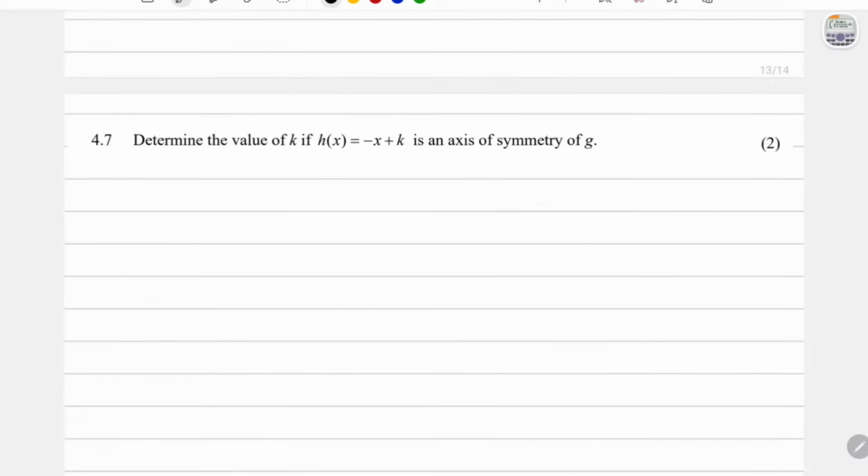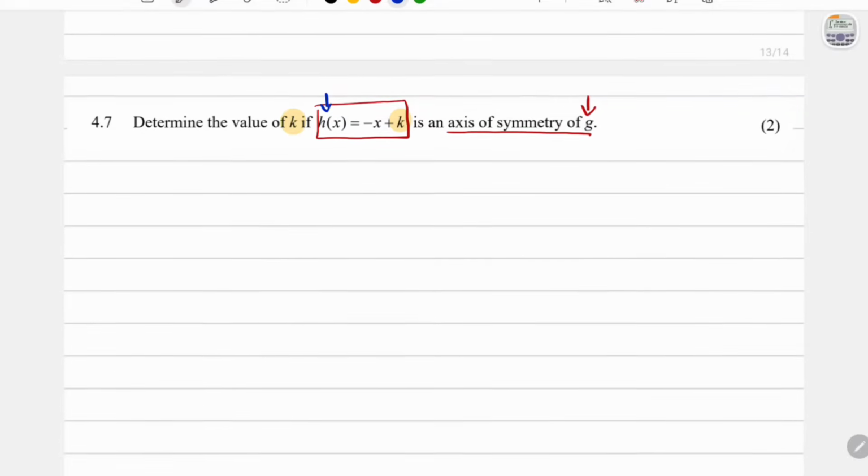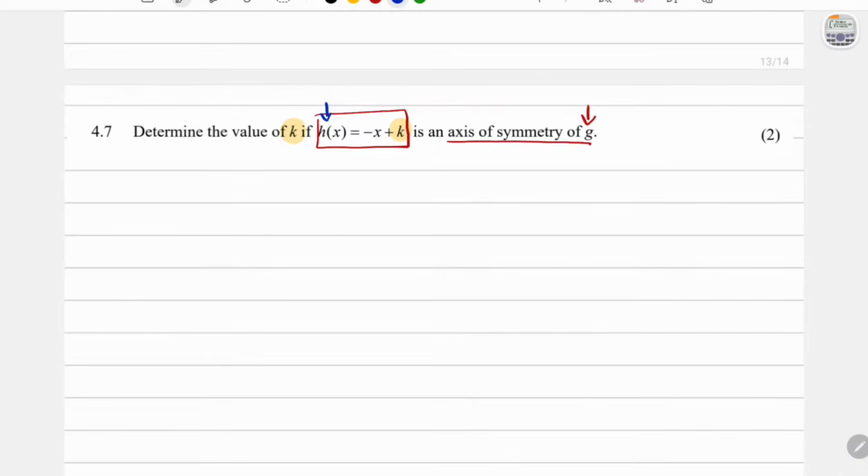We're on 4.7 and it says determine the value of k, if h of x is equal to -x plus k is an axis of symmetry of the graph of G. So they're saying that this is an axis of symmetry of the graph of G, and you have to find the value of k. I feel like they should have called this something else instead of h of x, because we already have a graph called h of x. It's just a little confusing. Anyways, we're going to have to find the value of k.